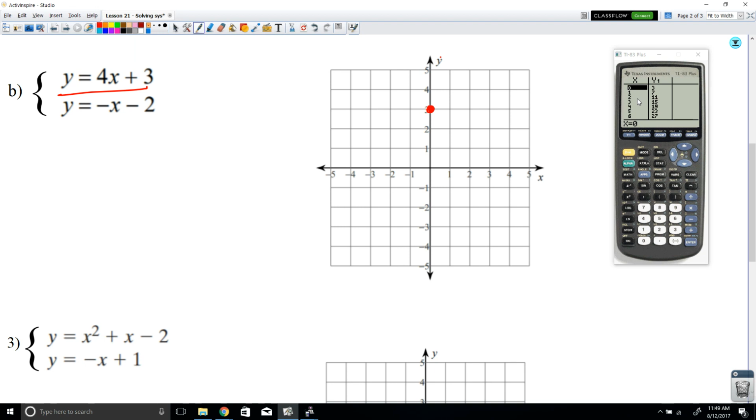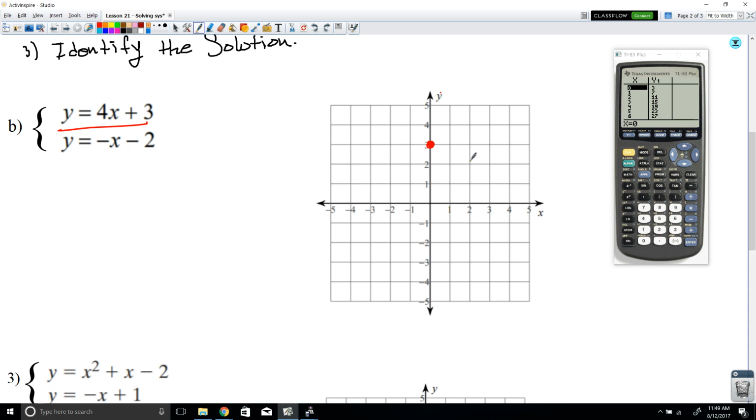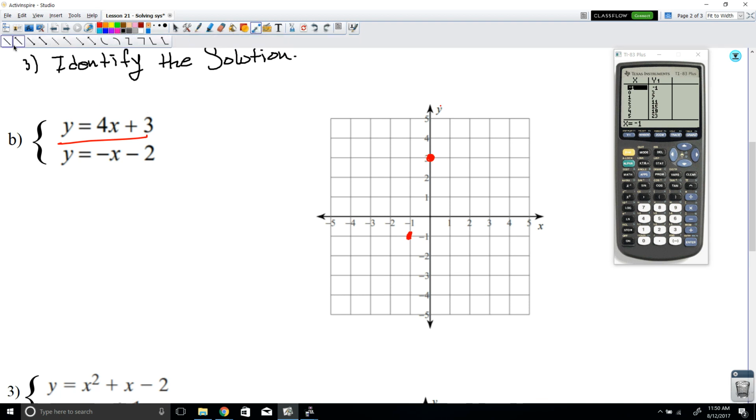1, 7. So 1, comma 7. So 7 should be somewhere around here. And negative 1, comma negative 1. All right, so I'm just going to use these 2 points, just to be exact. Because we saw that it was a straight line, and you only need 2 points to make a straight line. We want to be as precise as possible, so let's use them now.